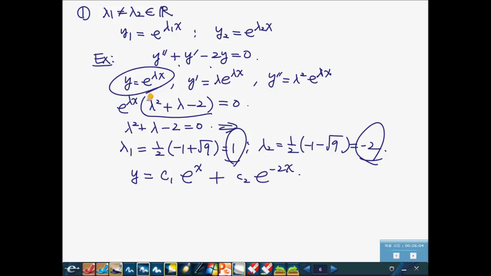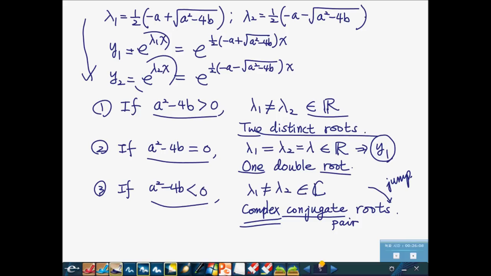So I'm going to move on to the next case, the second case. This is a little bit tricky because you need to use the reduction of order, because you have only one solution. From the characteristic equation, you only get one lambda. So you have only y1. So to get y2, you need to use reduction of order. The second case.